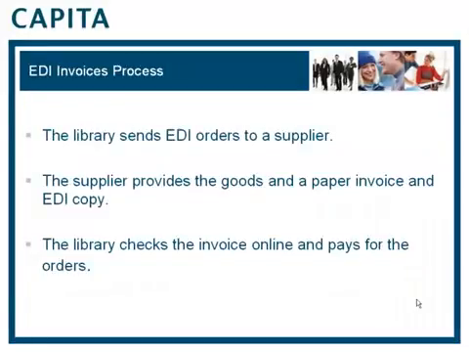The EDI invoice process. The library sends the EDI orders to a supplier. The supplier provides the goods, a paper invoice and an EDI copy. The paper invoice remains the official legal invoice. A script runs in the cron to add the invoice details to the database. The library checks the invoice online and pays for the orders as mentioned in the key benefits. These orders can be paid for in bulk via the Invoice Lines tab in Alto.